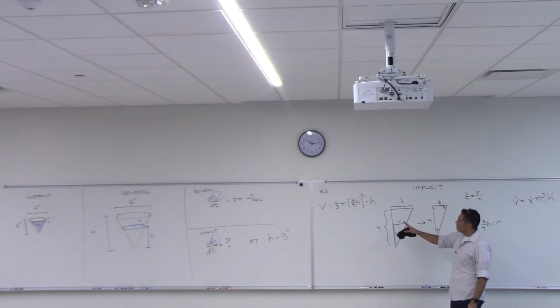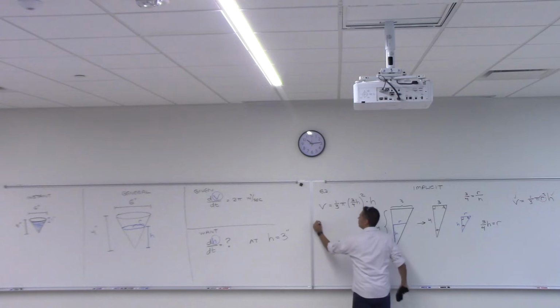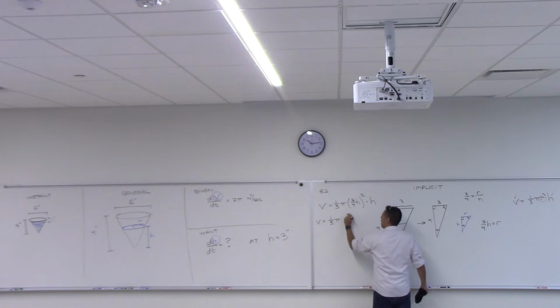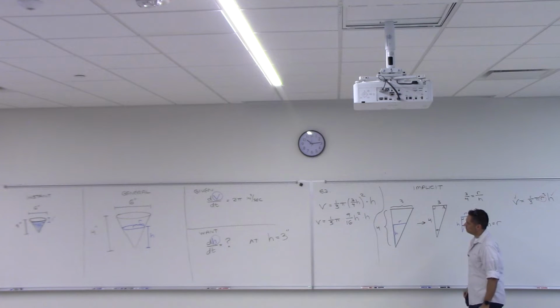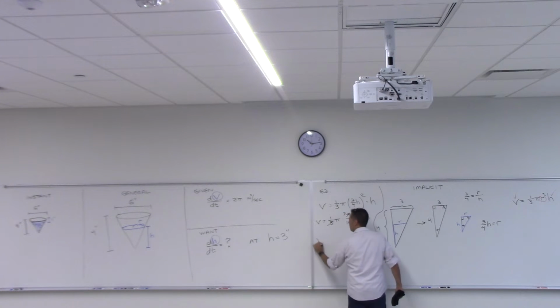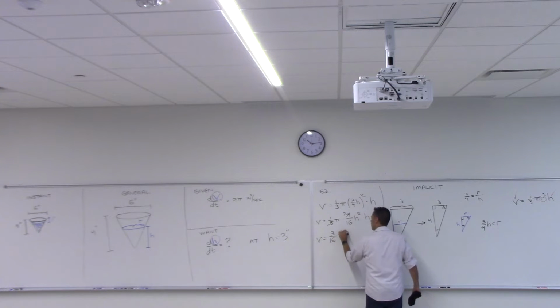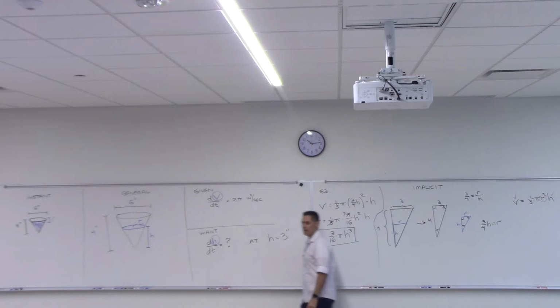All right, before I differentiate, let me clean it up. I'm going to square this. When you square this, you have to square the fraction and the H. So this is volume equals 1/3 pi. Square 3, I get 9. Square 4, I get 16. Square H, I get H squared. And then I still have an H there. Cleaning up. Volume equals 3 over 16 pi H to the 3rd power. That is the cleanest volume formula that I can get.